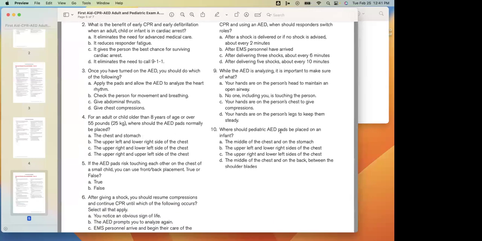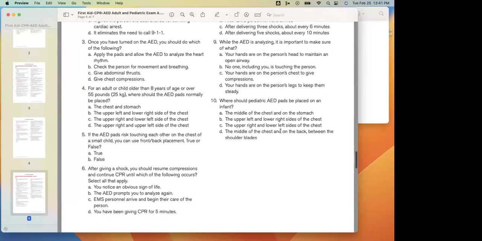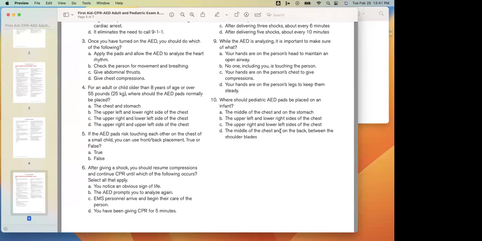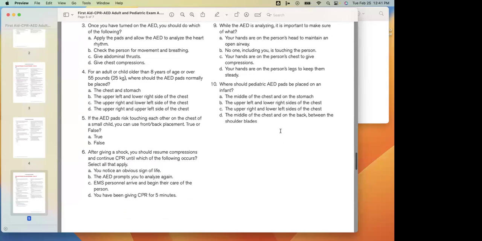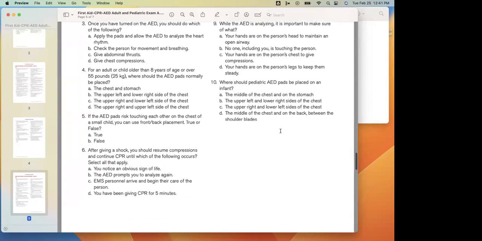Number 9, while an AED is analyzing, it is important to make sure of what? Number 10, where should pediatric AED pads be placed on an infant?